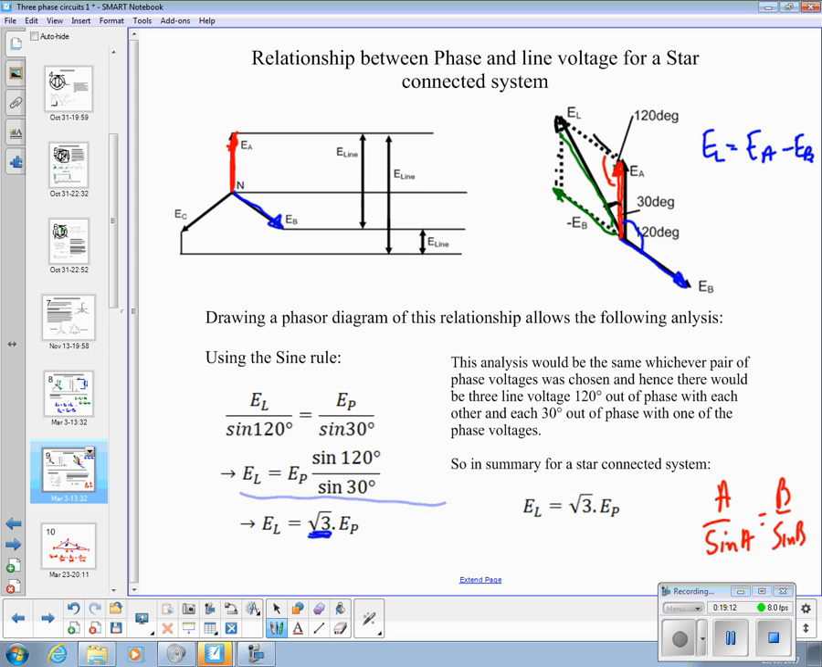So the line voltage in star is root three times the phase voltage, with a system, same phase voltage.